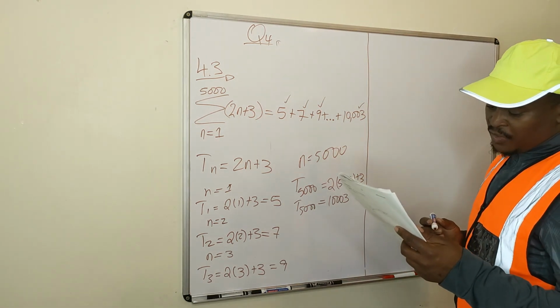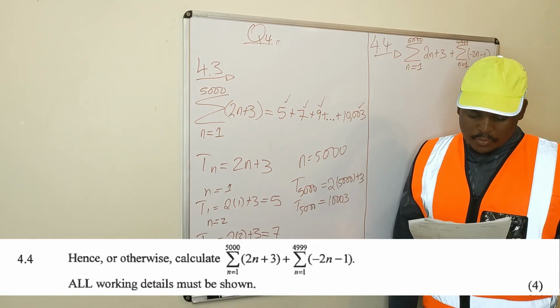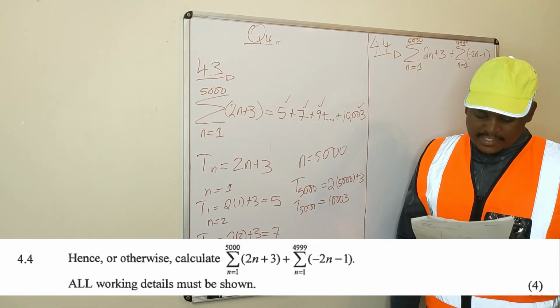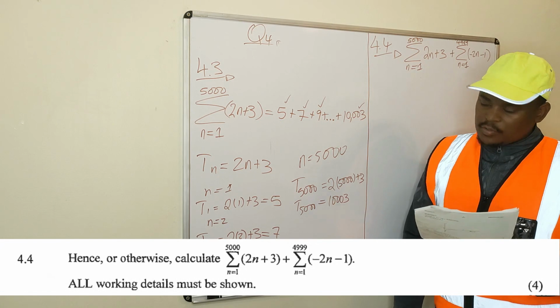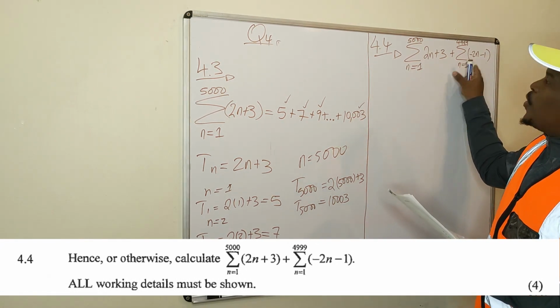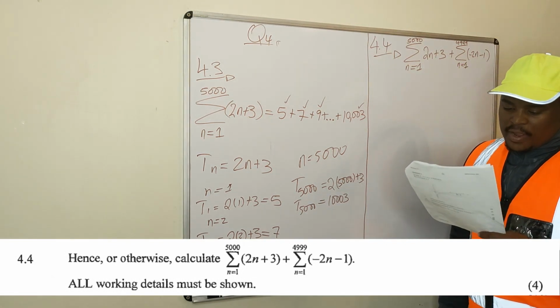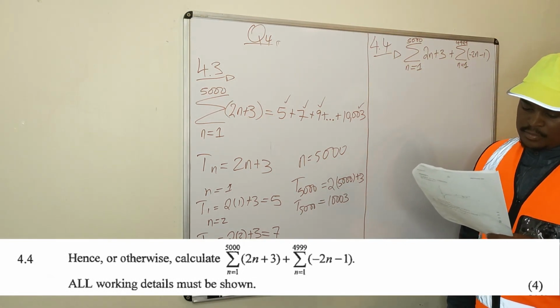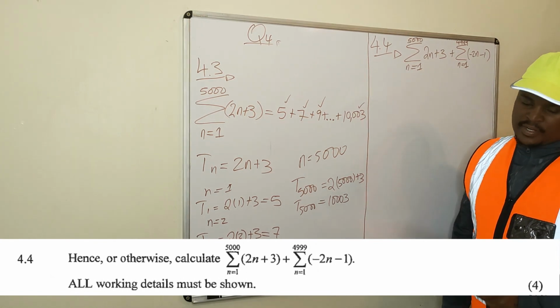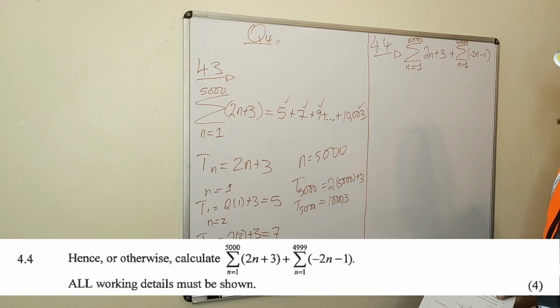Go to the next one, 4.4. So now we're doing 4.4. Hence or otherwise, calculate the value of this thing here. They wanted to find the value of this thing. And then they went on to say, all working details must be shown. So they want us to find the value of this thing. What do we do here?